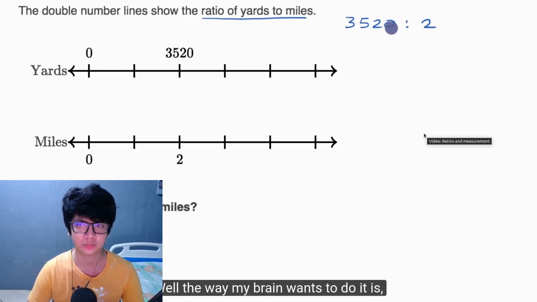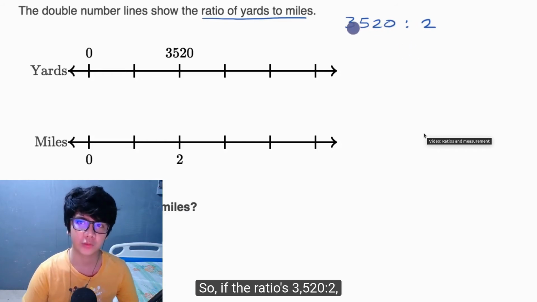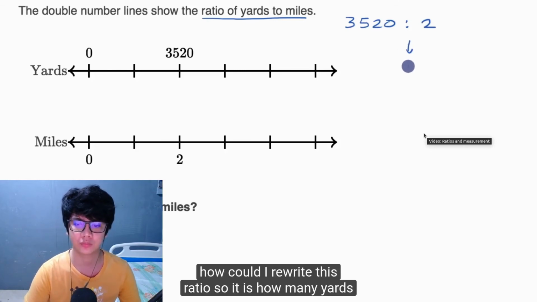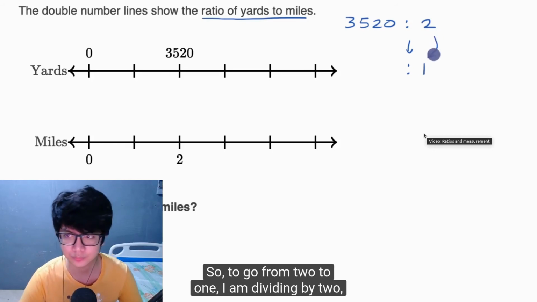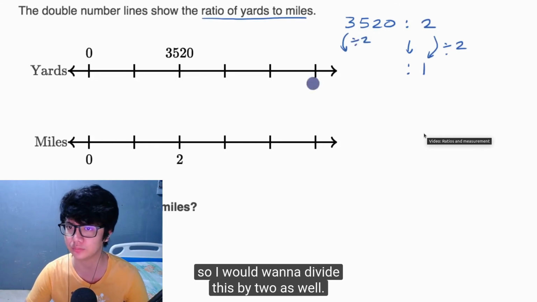Well, the way my brain wants to do it is, let's just think about how many yards are in each mile. So if the ratio is 3,520 to 2, well, how could I rewrite this ratio so it is how many yards for every 1 mile? So to go from 2 to 1, I am dividing by 2. So I would want to divide this by 2 as well.